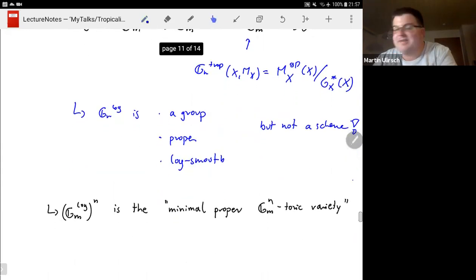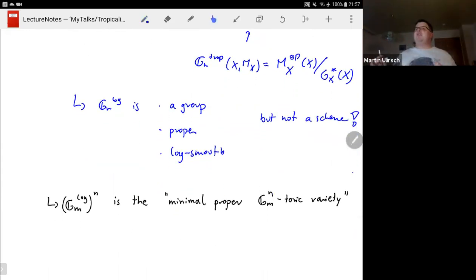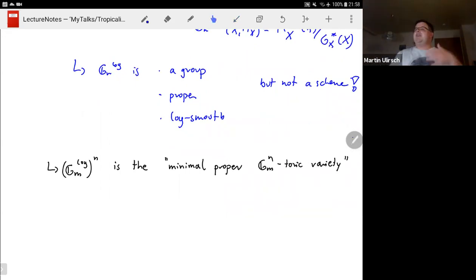The way you should think of this is, think about a toric variety. It has a big torus, and you have all possible toric varieties that compactify this torus. You're wondering, is there a minimal such compactification? In the world of toric varieties, there is not. But G_m log to the n is in fact that minimal proper G_m^n toric variety. The way to think about it is the tropicalization, which in this case is just R^n without any polyhedral structure. So you're just refusing to choose a fan for your toric variety. That makes sense in the world of log geometry, and the resulting thing is G_m log to some power.